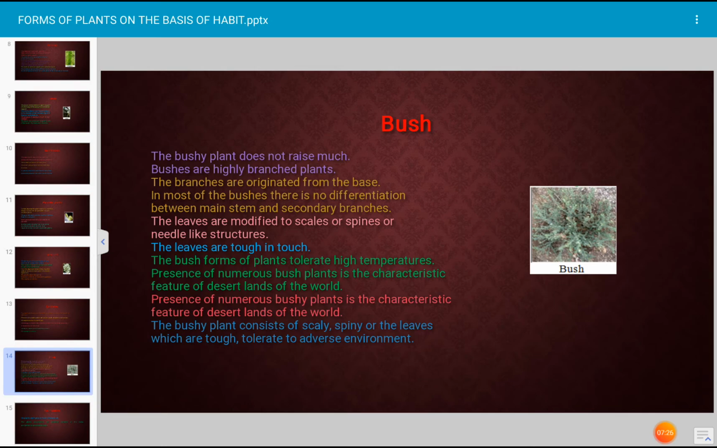Presence of numerous bushy plants is a characteristic feature of the desert lands of the world. The bushy plant consists of scaly, spiny leaves, as I told you, and they are tough and they can tolerate adverse environmental conditions. The bush shown in the photograph was taken in the Dubai area.